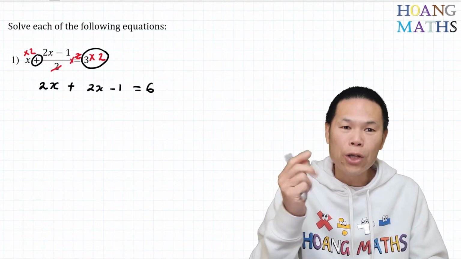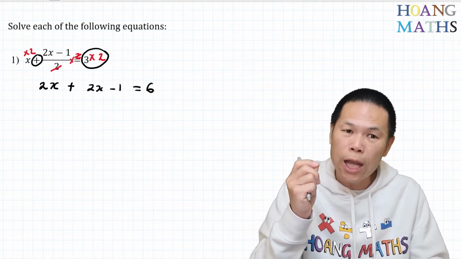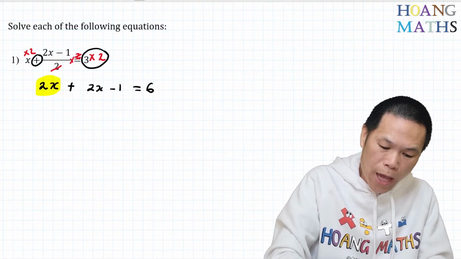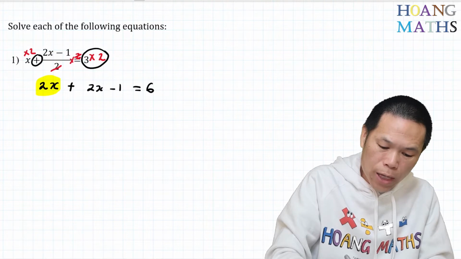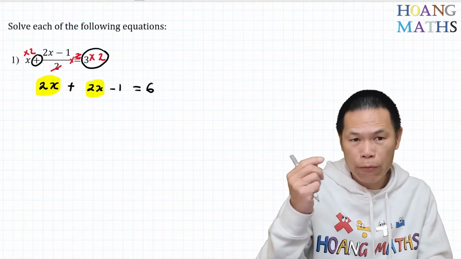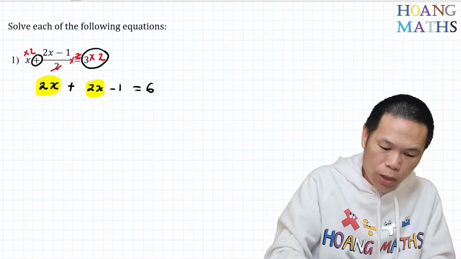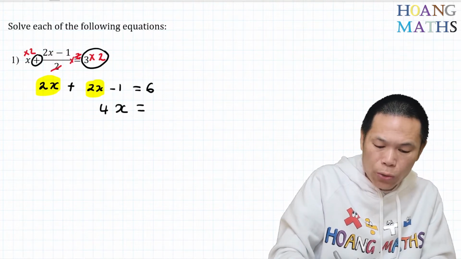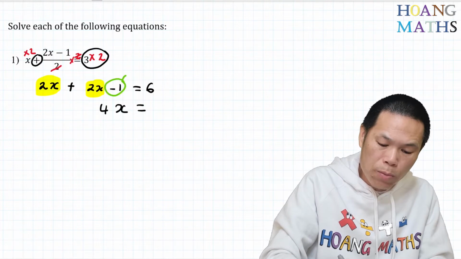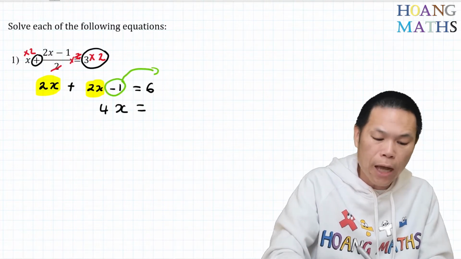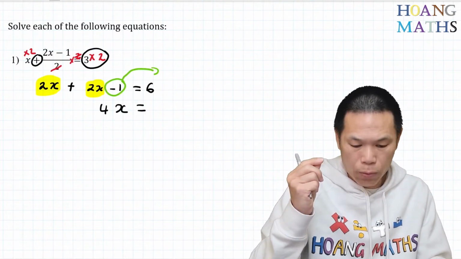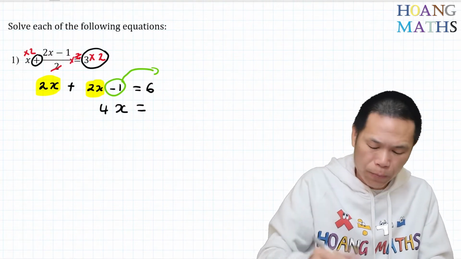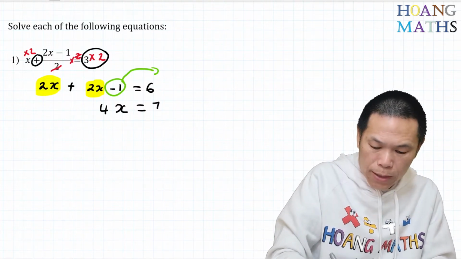So there you go. Now what we need to do is collect like terms. We have 2x, and then we add another 2x, so that will give me 4x, which is equal to, and the 1 here, we move to that side, so that becomes plus 1. And we have 1 plus 6, so that will give me 7.